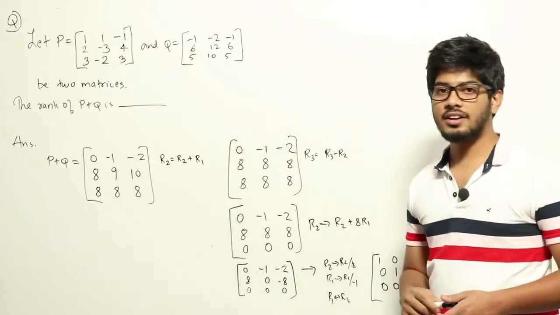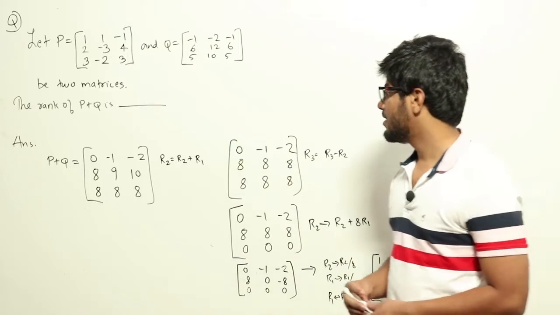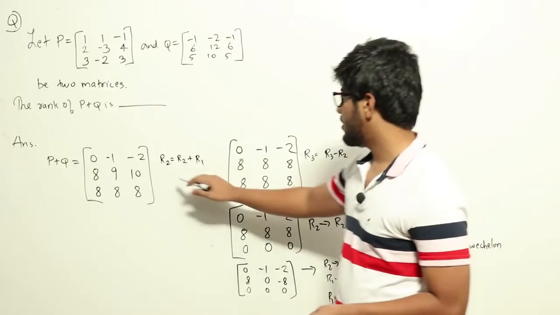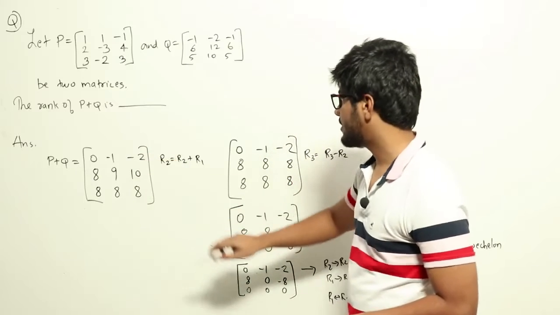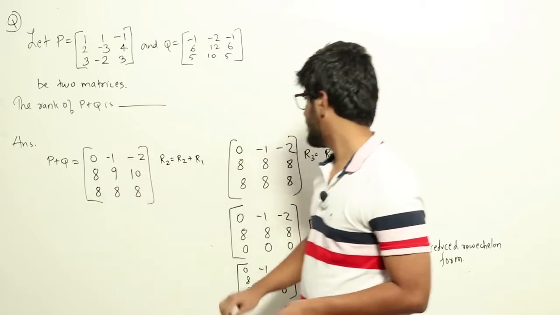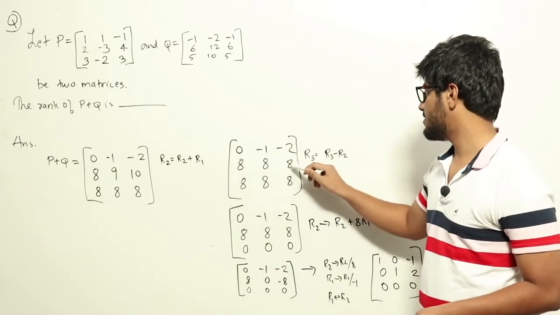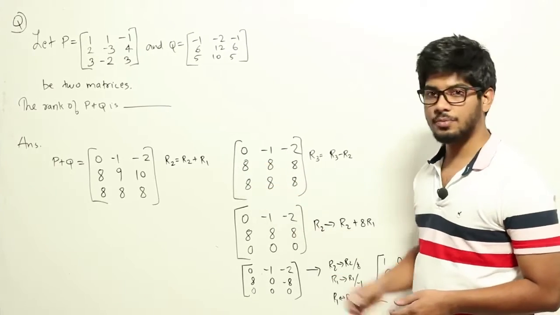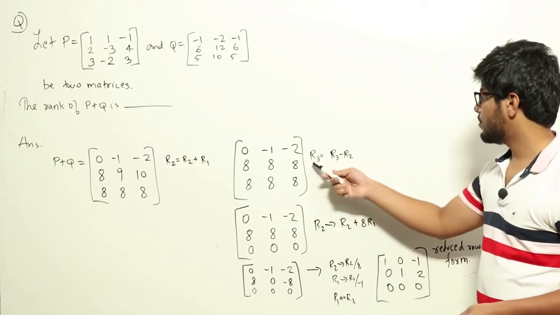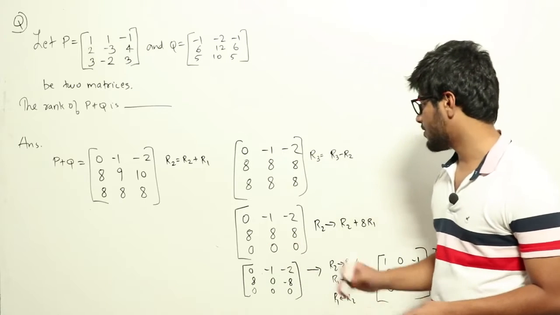Now we will do elementary transformations on this matrix, and then we'll find out if some rows can be converted to 0. If I do row 2 equals row 2 plus row 1, that is, I am adding this and this, this will become 8, 9 minus 1 is 8, 10 minus 2 is 8. The rest of the rows are the same. Now we can see that row 2 and row 3 have become equal. Now I can do row 3 equals row 3 minus row 2. Now row 3 will become 0.